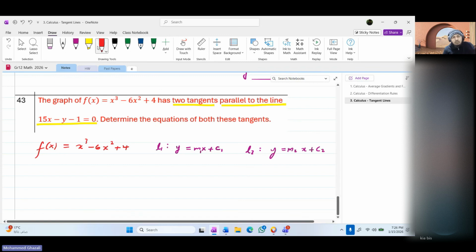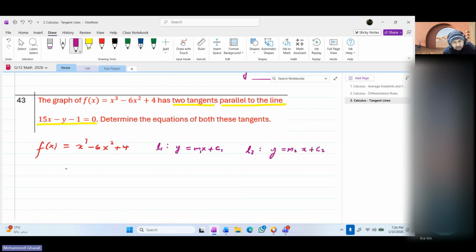But now remember, we have a known equation. Both these tangents are parallel to this line. So what is this known line? We have a parallel line, which is 15x minus y minus 1 is equal to 0. Solve for y here. So y is equal to 15x minus 1. So what's the gradient of this parallel line? The gradient of the parallel line is 15, correct? So m is equal to 15.